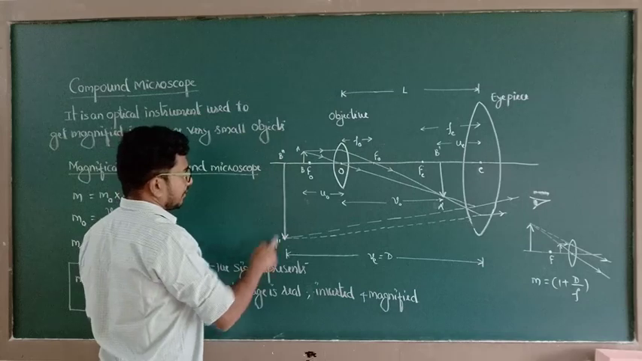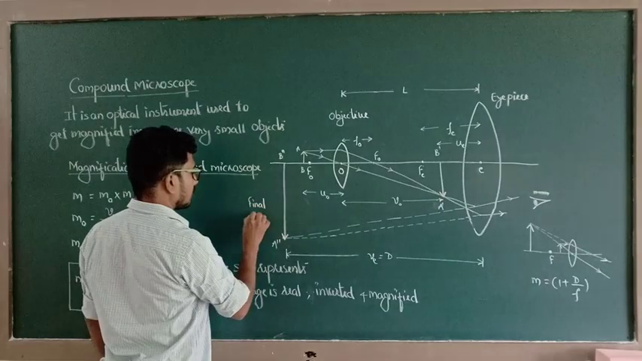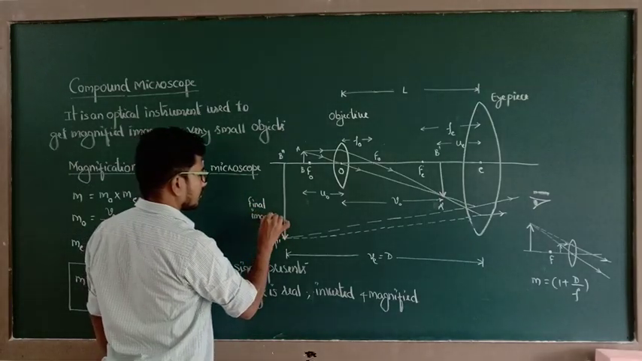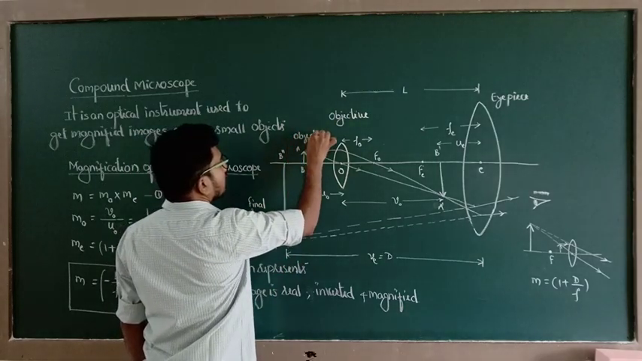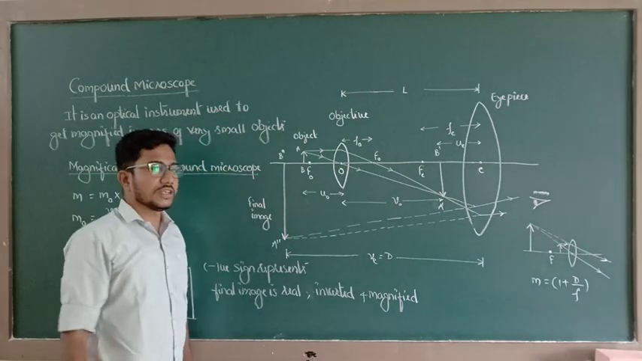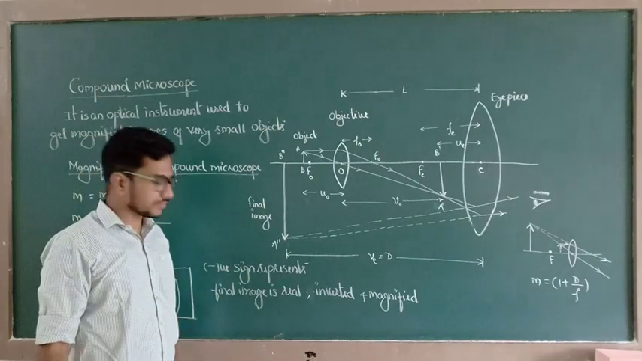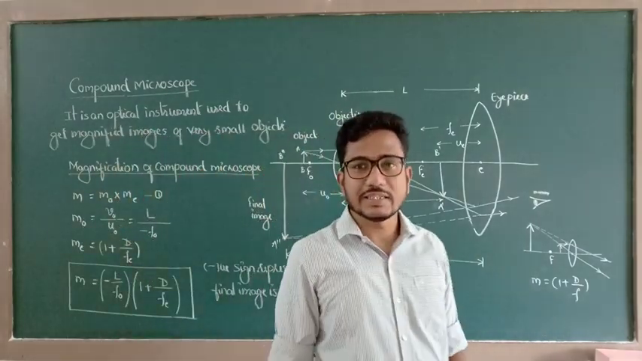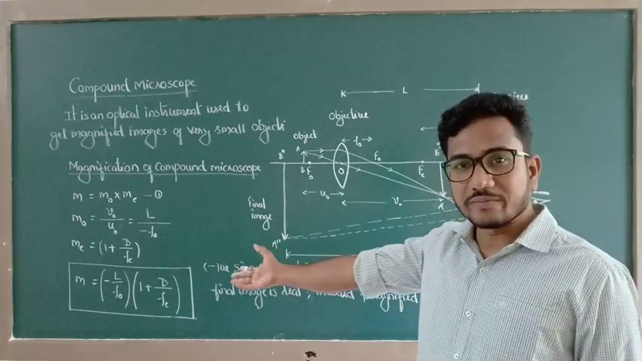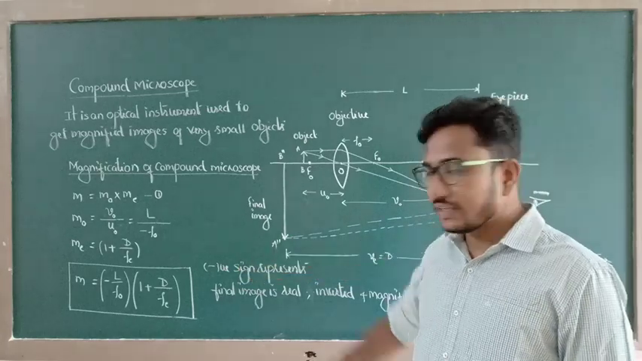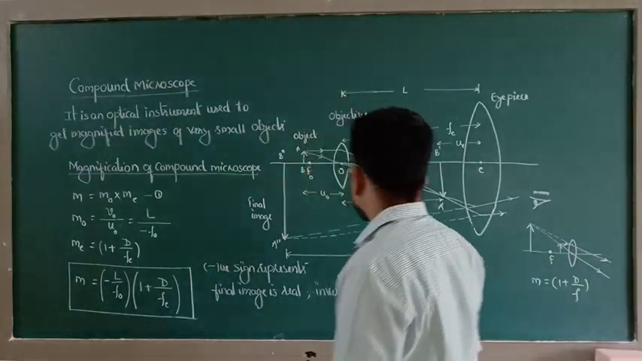So here A double dash B double dash is our final image. AB is the object. A double dash B double dash is the image of AB, but acts as the object for the eyepiece. So in your examination, they are going to ask this ray diagram and that equation, minus L by F naught plus D divided by Fe, and explain the terms, where L is nothing but the length of the compound microscope.